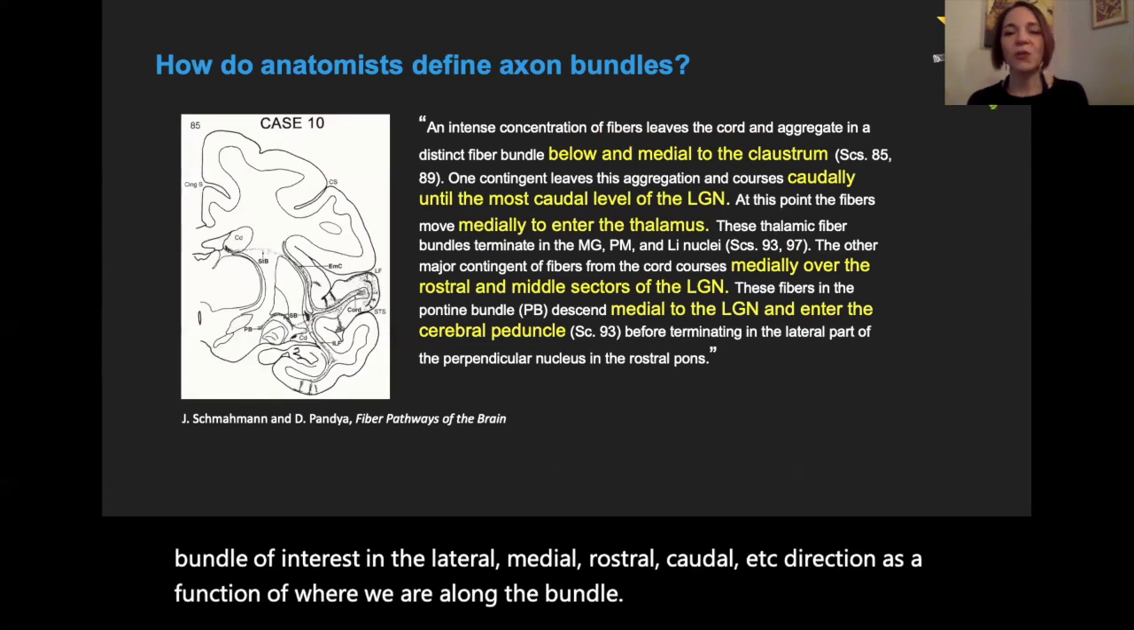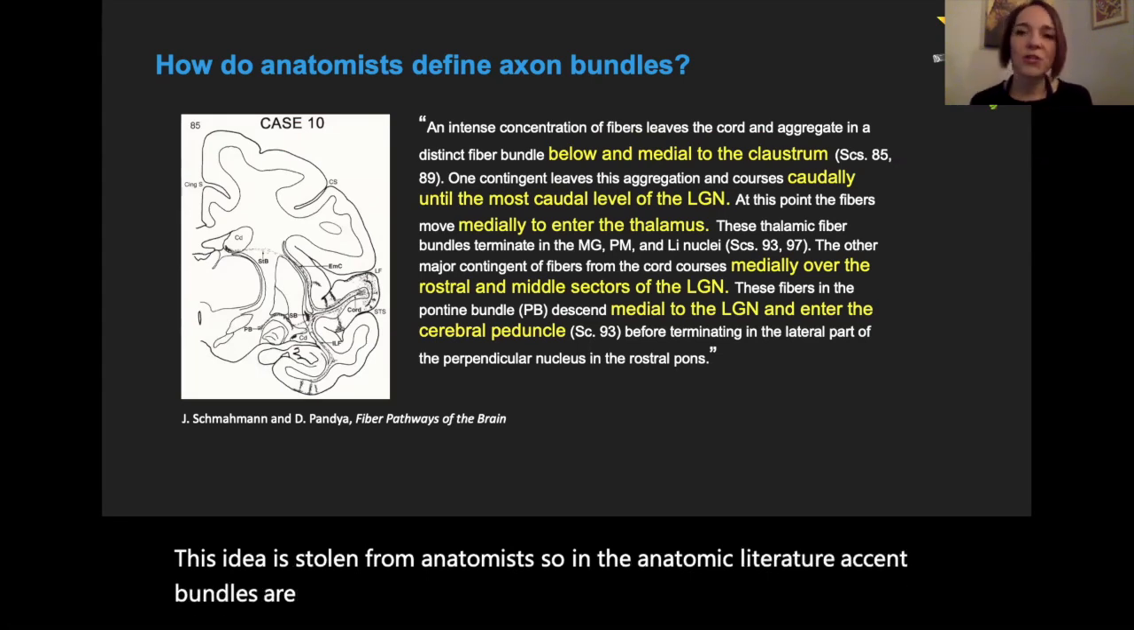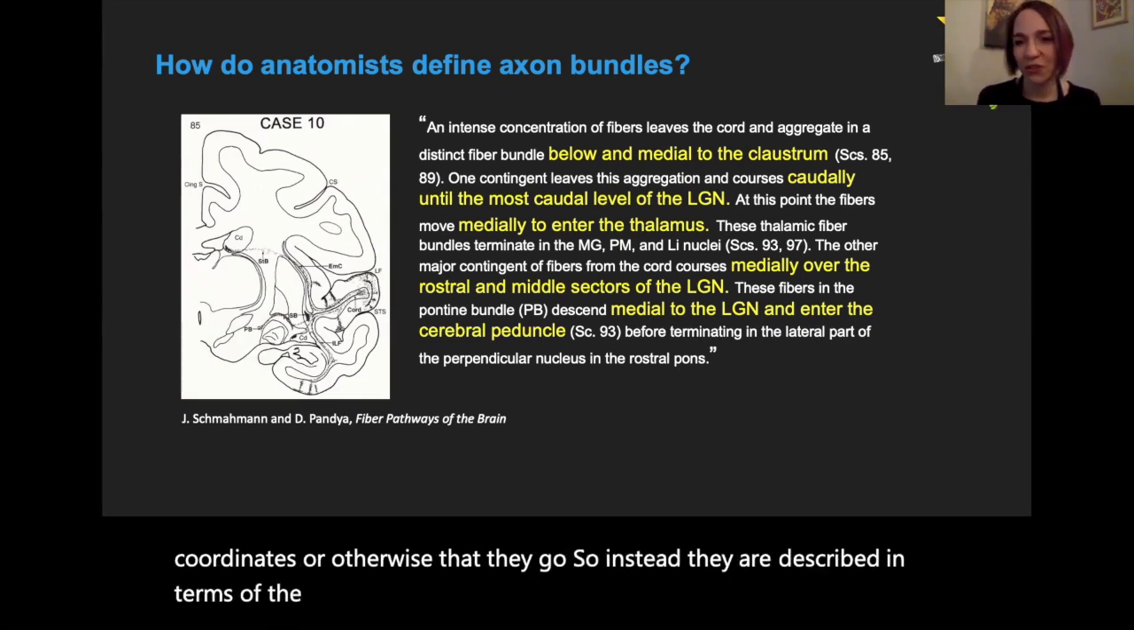This idea is stolen from anatomists. So in the anatomic literature, axon bundles are not described in terms of MNI or some other template coordinates or ROIs that they go through. Instead, they are described in terms of the anatomical structures that they go through or next to.